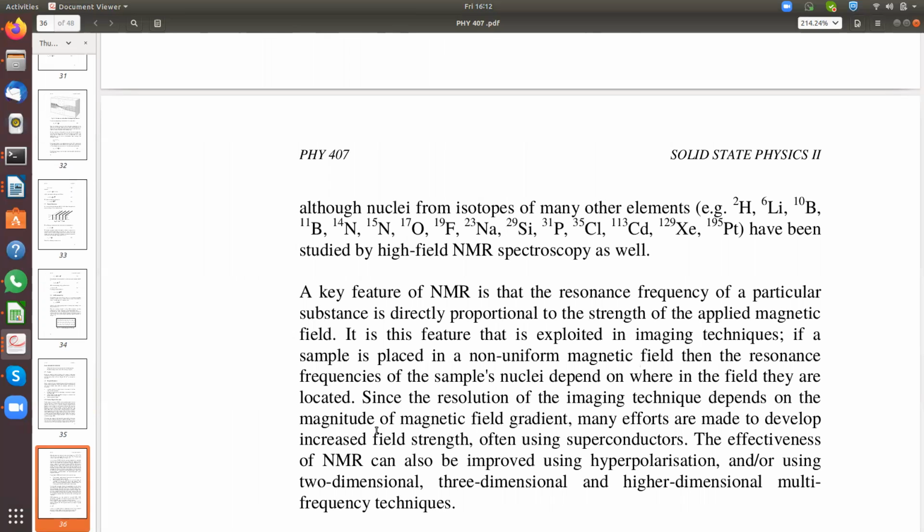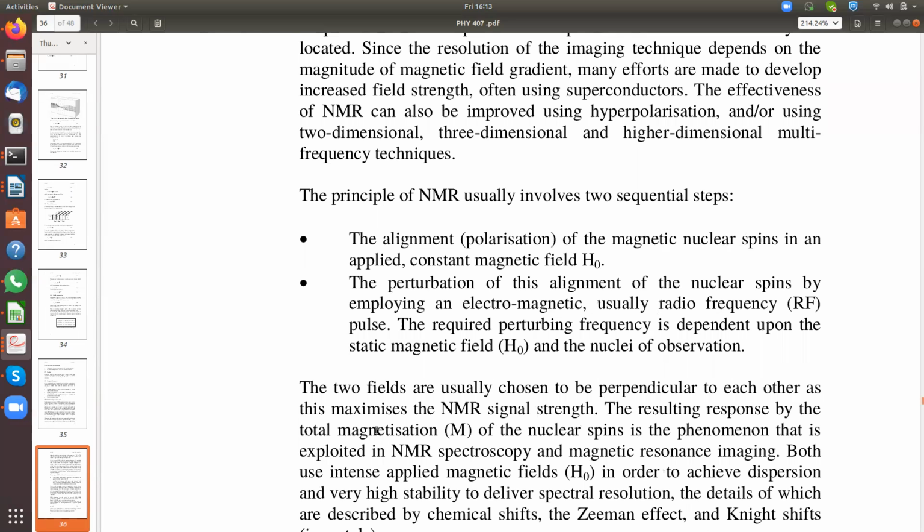If a sample is placed in a non-uniform magnetic field, then the resonance frequencies of the sample nuclei depend on where in the field they are located. Since the resolution of the imaging technique depends on the magnitude of the magnetic field gradient, many efforts are made to develop increased field strength, often using superconductors. The effectiveness of NMR can also be improved using hyperpolarization or using two-dimensional, three-dimensional, and higher dimensional multiple frequency techniques.